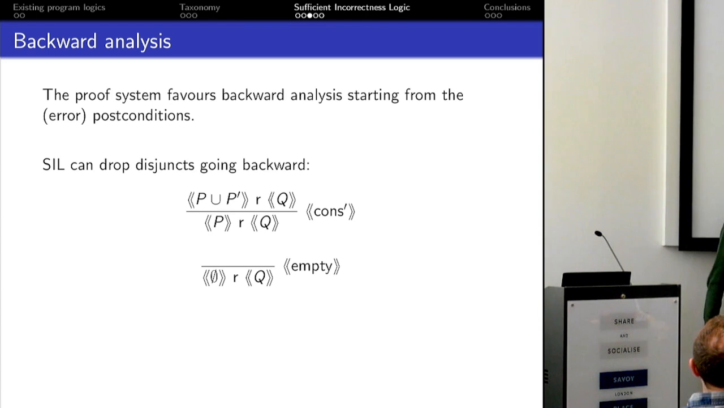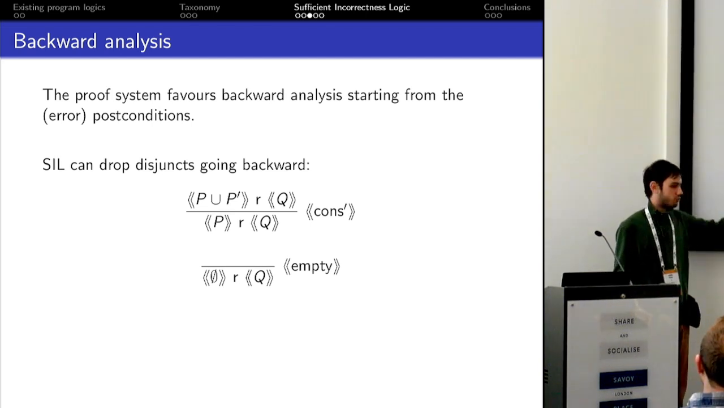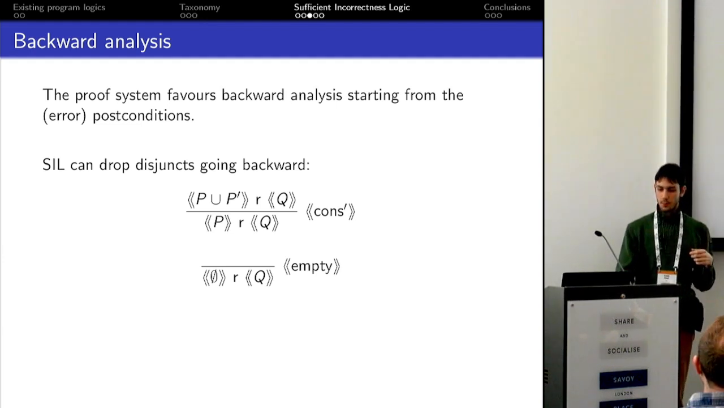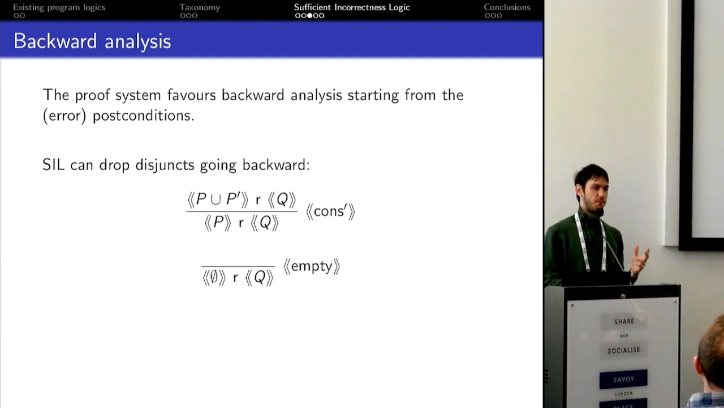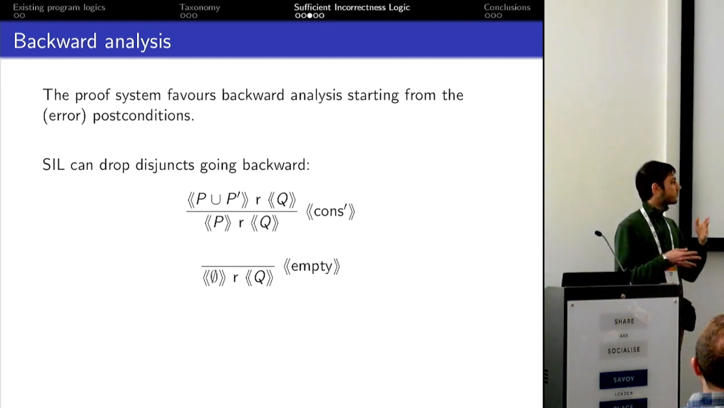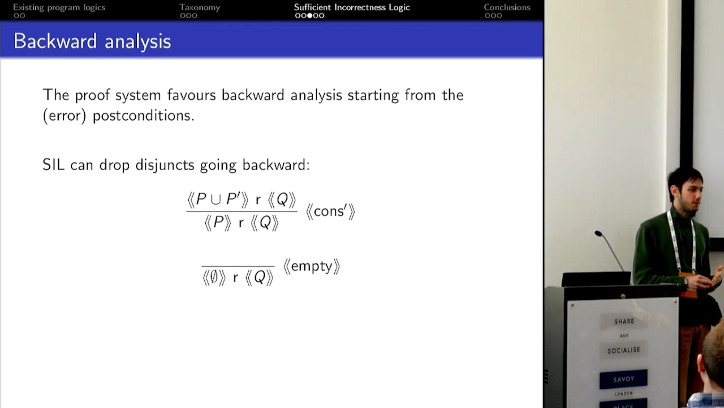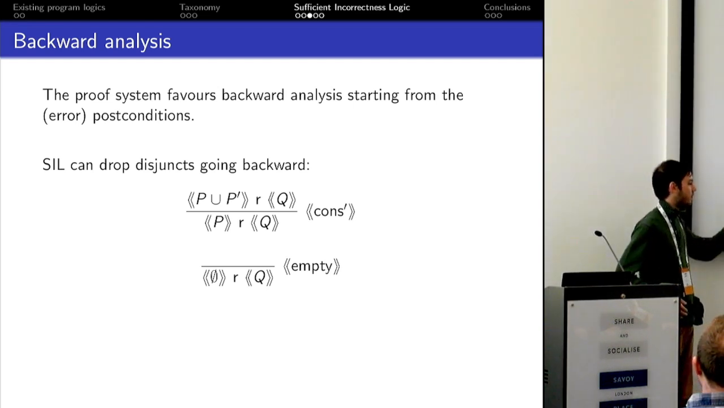Or with the empty rule, we can just ignore completely a path through the program fragment R, putting the empty set as the precondition. And so effectively we are dropping the path that goes through the program R. So this is the basic proof system for sufficient incorrectness logic that we considered, and it was extremely important to understand the characteristics of this proof system, and for us to really write these things down.